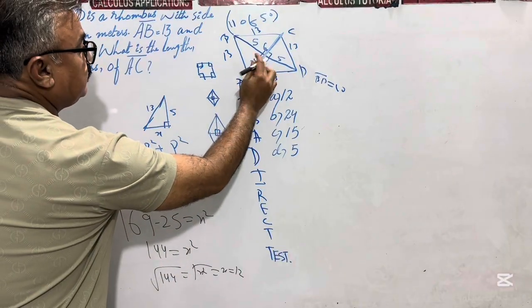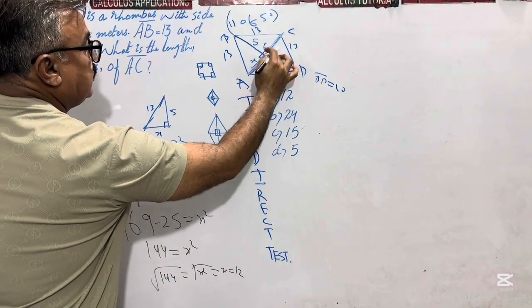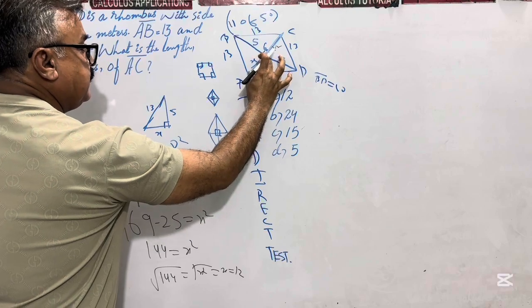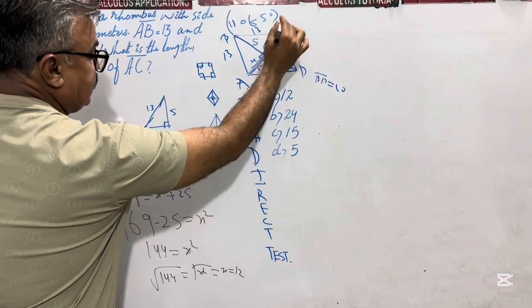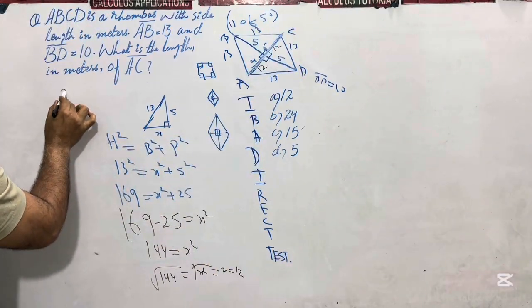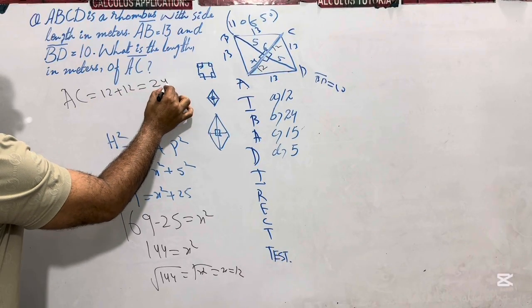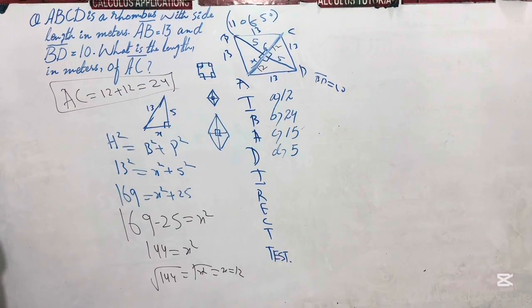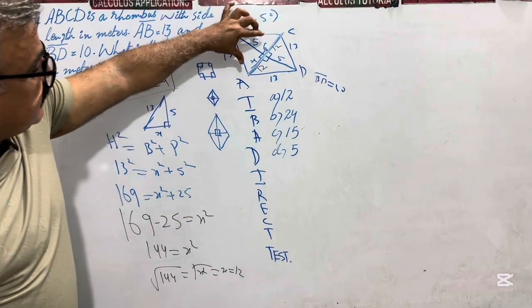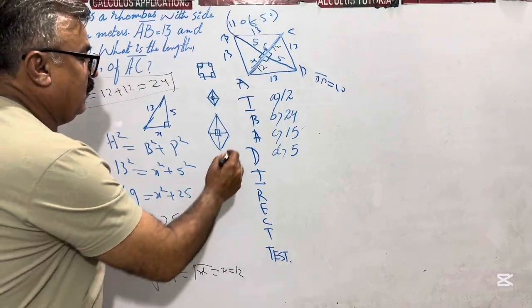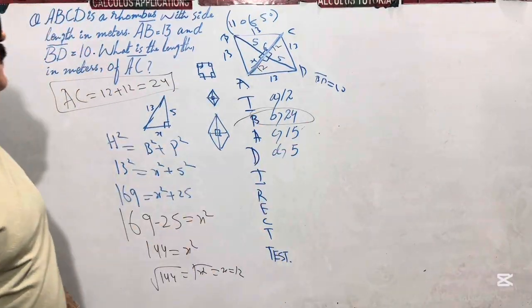So this one is 12. This is also 12. We are interested in AC. So AC is 12 plus 12, it's 24. The length of the other diagonal is 24.